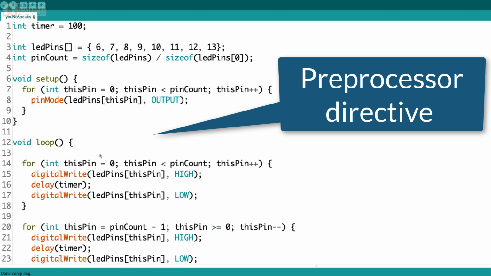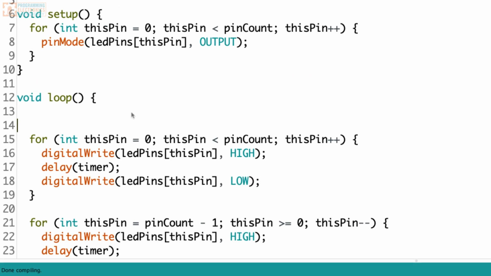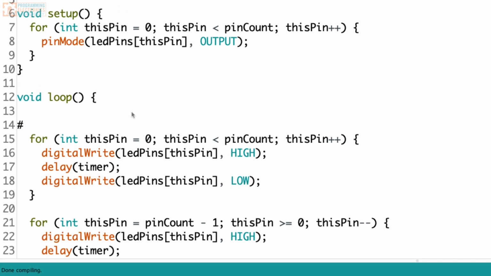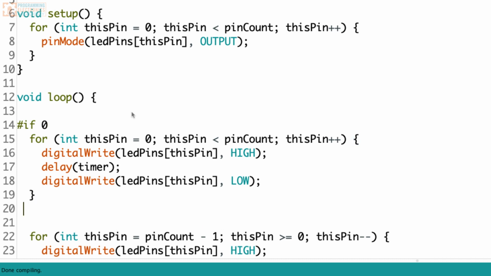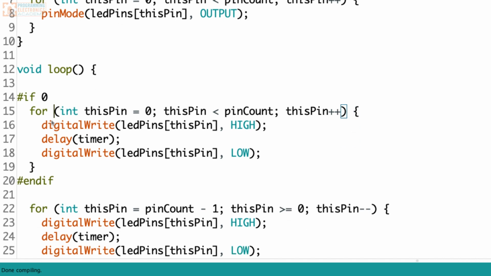So how would you use it? Well, it looks like this. First, you type an octothorpe. I guess that's a pound sign or a hashtag, whatever you want to call it. And then you write if, and we're going to write if 0. Then where you want the comment to end, you do another octothorpe, aka pound sign, aka hashtag, and you write endif.